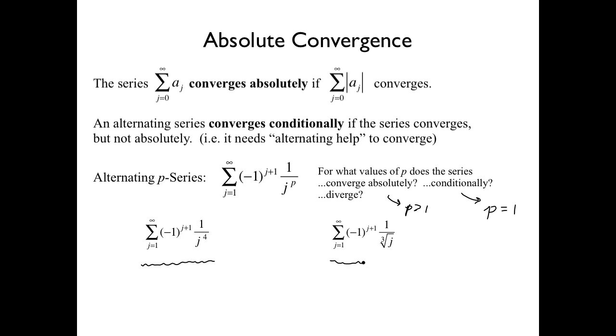Okay, now what about this? What's the value of P for this one? P equals 1/3. Is it absolutely convergent, conditionally convergent, or divergent? Well, what do we have to figure it out? What tool do we have? Not comparison tests. What kind of series is it? Alternating series. Do we have any tests for alternating series? The alternating series test.